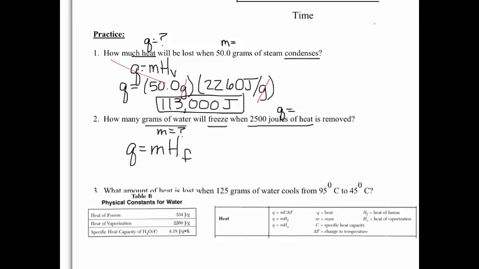This time we have Q. I'm going to move over here so I have a little more room. We're looking for M, and HF is a constant we find on the front of our reference tables, 334 joules per gram. To get the M alone, we'll just divide each side by 334 joules per gram.